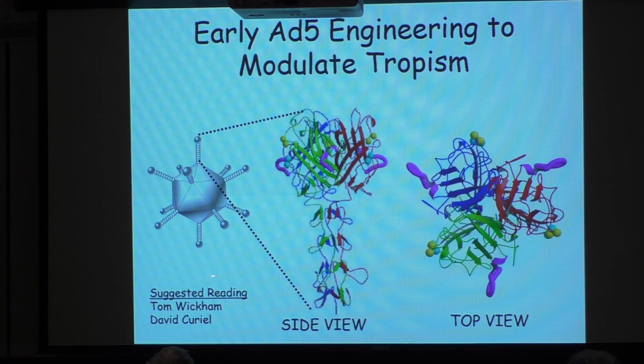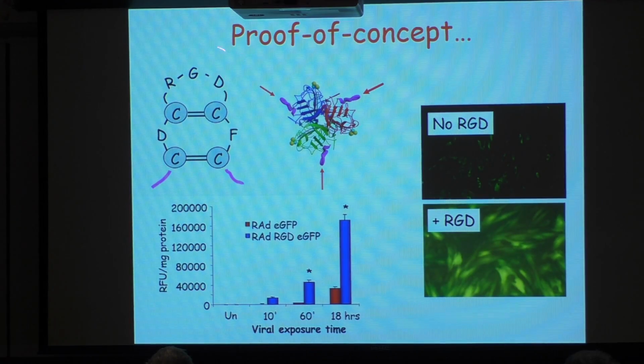There are hundreds of papers from Tom Wickham, from our group, from David Curiel, etc., showing this works absolutely beautifully in cell culture. This is just an example using this very well-known peptide RGD4C, which binds to integrins. It could be a bunch of other peptides popped into the HI loop here. This is compatible with this trimeric fiber assembly without detrimental effect to the processing and folding of the fiber.